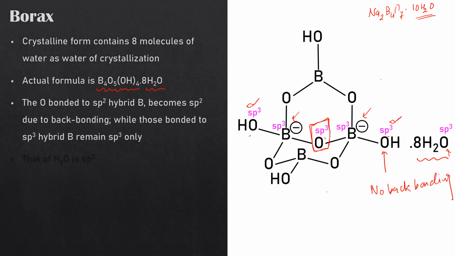Okay, so that is the discussion. That is how we are deducing which atom is sp3 and which atom is sp2. So the answer to the question, that the total number of sp3 hybrid atoms in borax is greater than 10, that is true. The number of sp3 hybrid atoms is more than 10, that is true, and this is actually equal to 13.